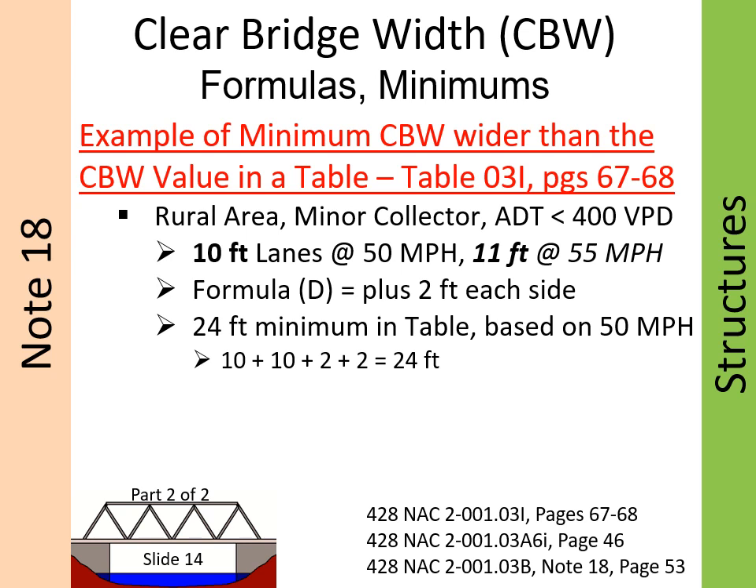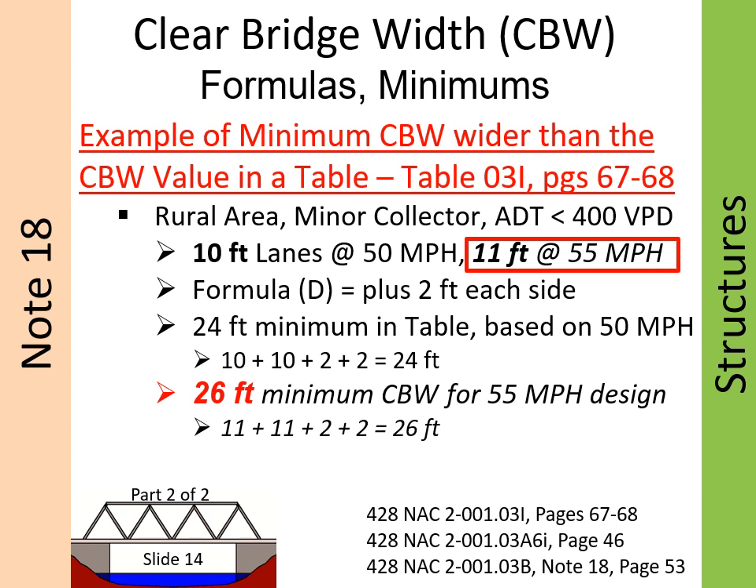If the design speed is 55 miles per hour, the minimum lane width is 11 feet. The minimum traveled way for the 55 mph design speed is wider, 22 feet versus 20 feet. And the clear bridge width likewise is wider, 26 feet versus 24 feet. If there is a relaxation of standards for clear bridge width in this case, for the 55 mph design speed, it must therefore be based on the larger clear bridge width value of 26 feet.